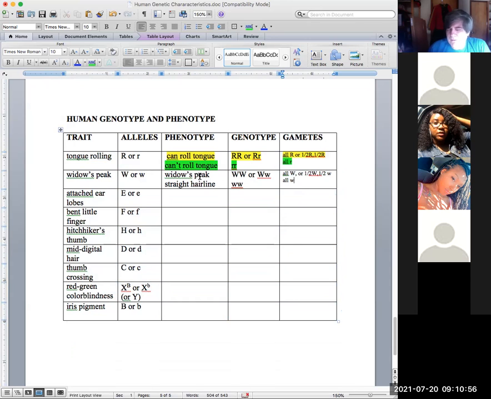So again, you should have either the entire first line written down: widow's peak, big W, or big W, little w, and then all big W or half big W, half little w. Or you should have the entire second line written down: straight hairline, little w, all little w. Are there any questions about how we're filling this out so far?